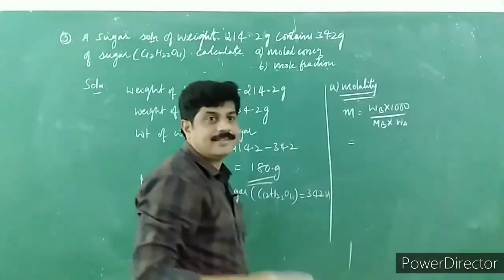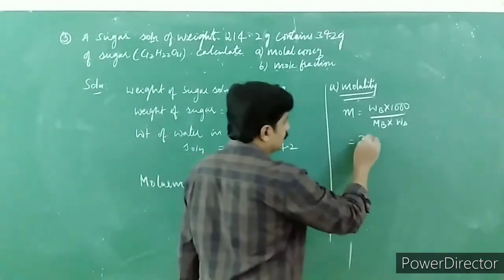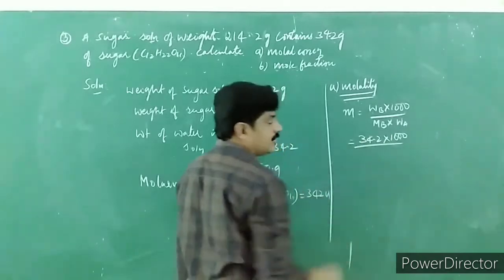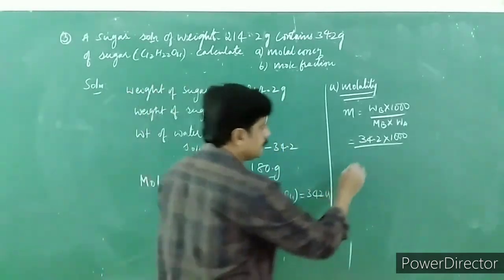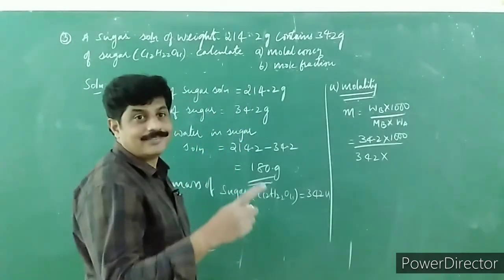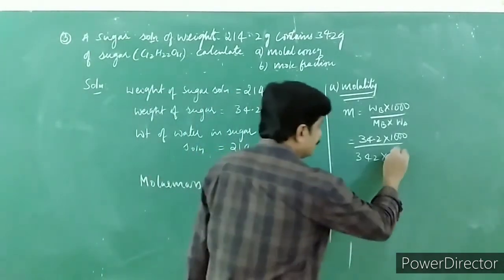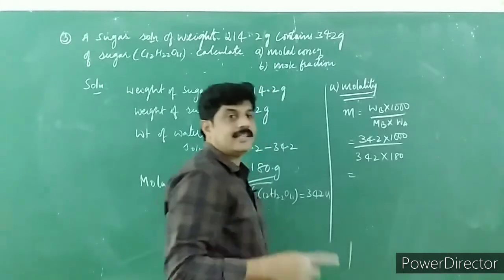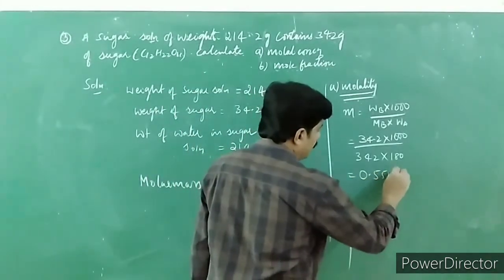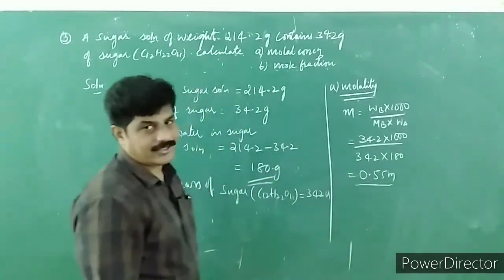Wb is how much here? 34.2 into 1000. Mb is how much here? 342. Wa is how much here? 180. Children, if we simplify this, you are going to get 0.55 molal concentration of the solution.